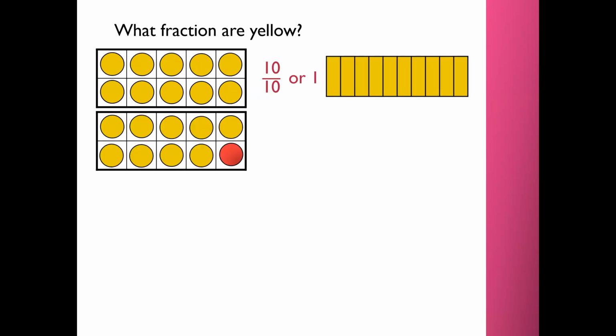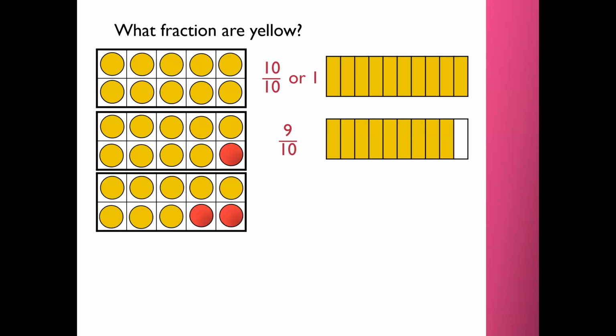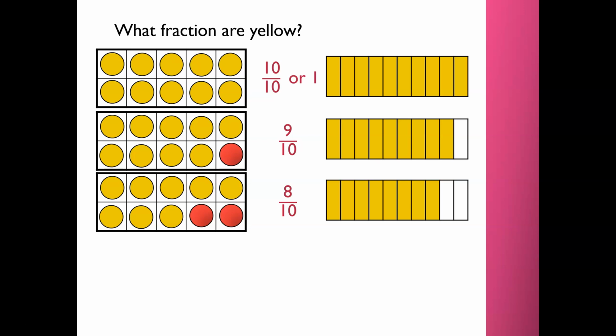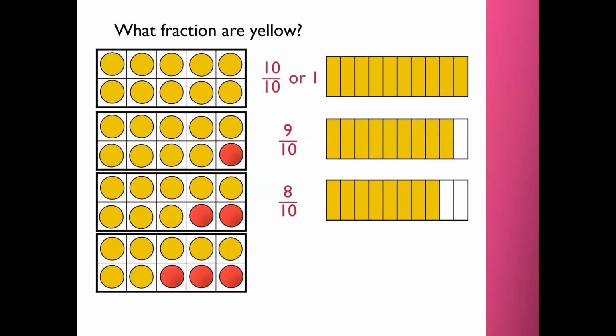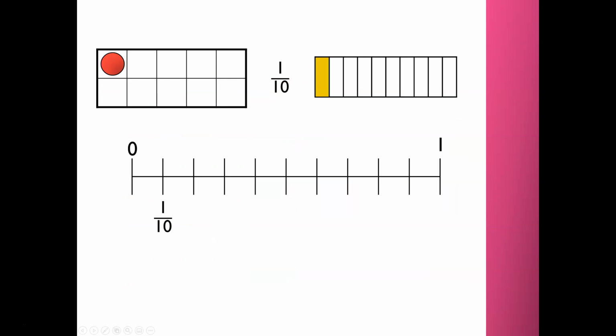Then if we had 9 yellow counters, well, we would have 9/10 shown. And this would be represented on a bar model like so. 8 yellow counters would mean 8 out of 10 of the counters are yellow. This is 8/10 and is shown on the bar model like this. And the pattern continues. 7 counters will be 7 out of 10, which is 7/10, and on a bar model there are 7 sections shaded. Here we have 3 ways in which we can represent tenths.